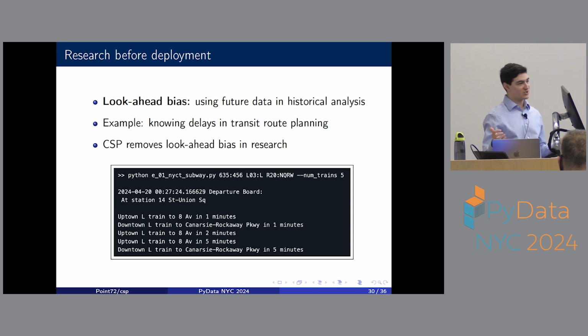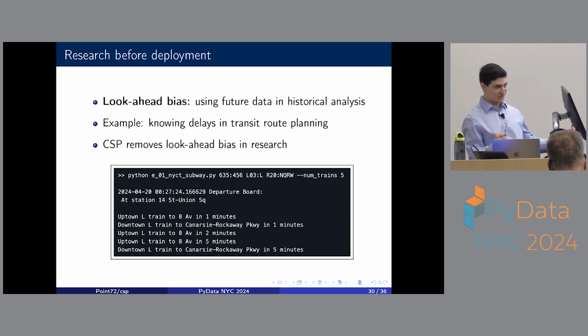If there were delays or schedule disruptions, I would not have known of those at the time that I made the prediction. So it's actually biasing the model that I'm using if I use that data in historical evaluation. Because of the way CSP replays the data sequentially, you never have access to future data at any time point. So you essentially remove the possibility that you have bias in the research.